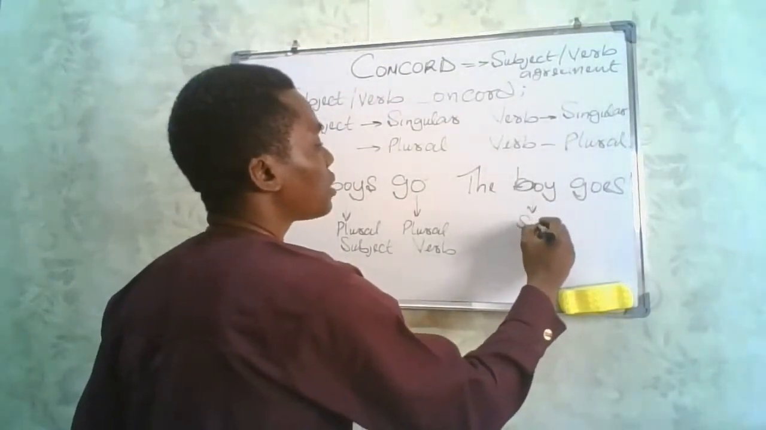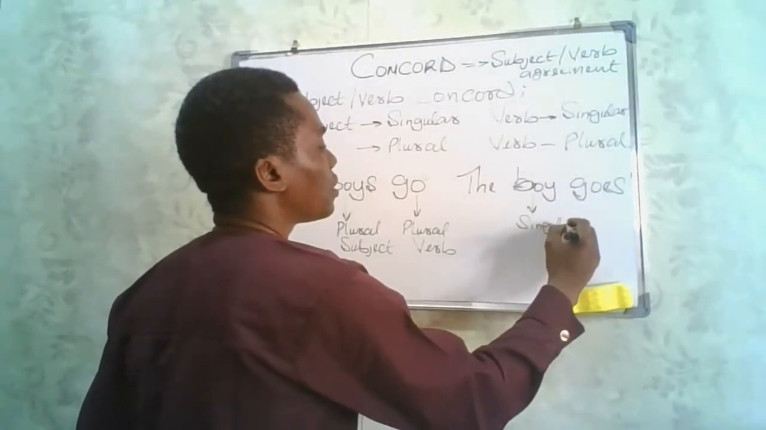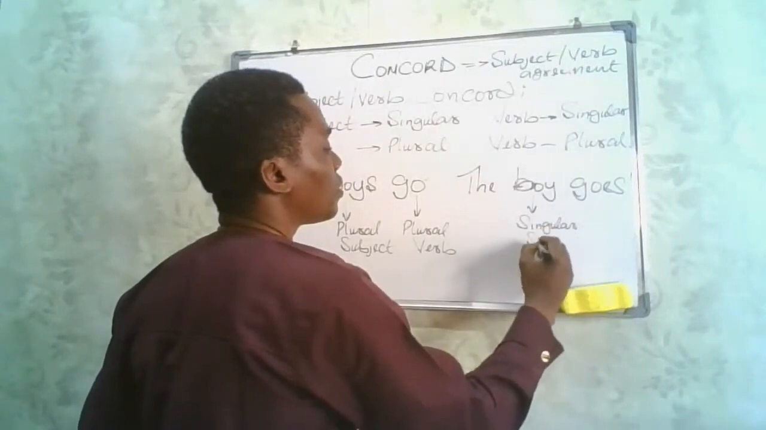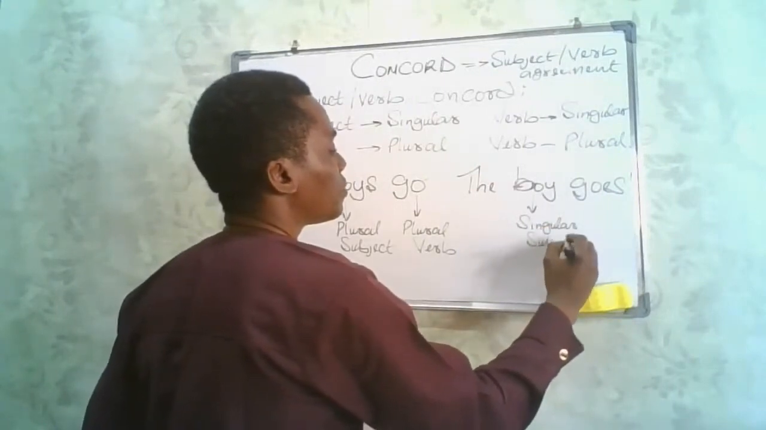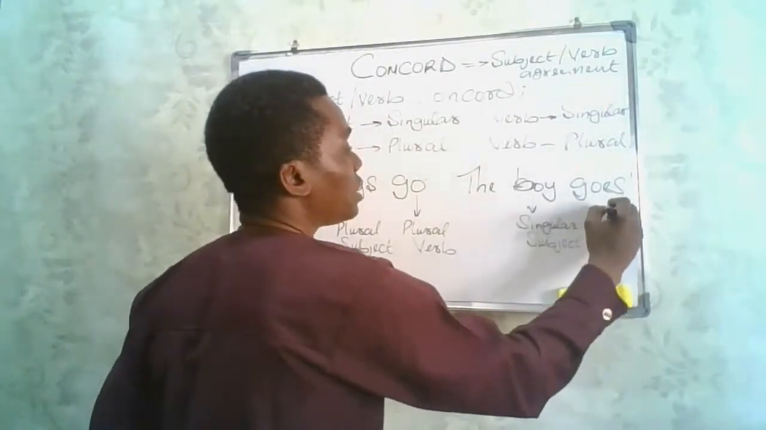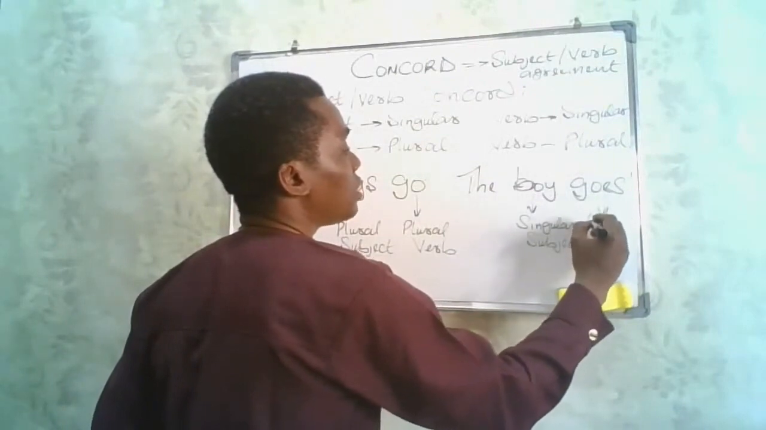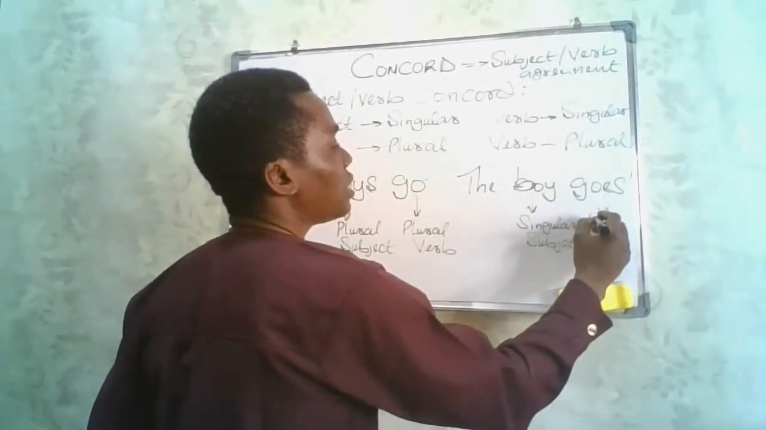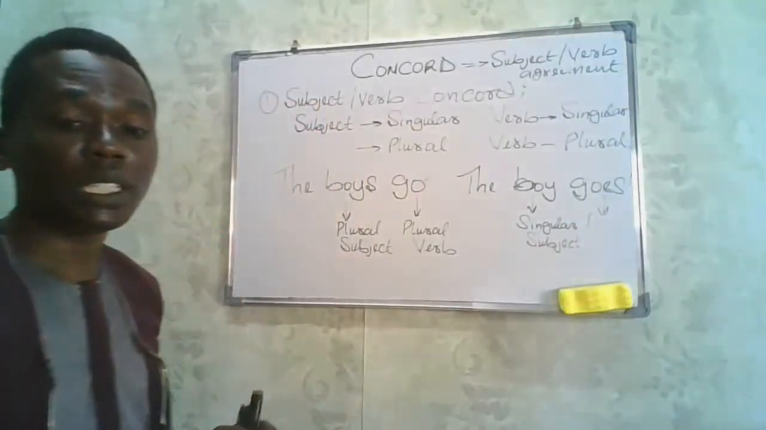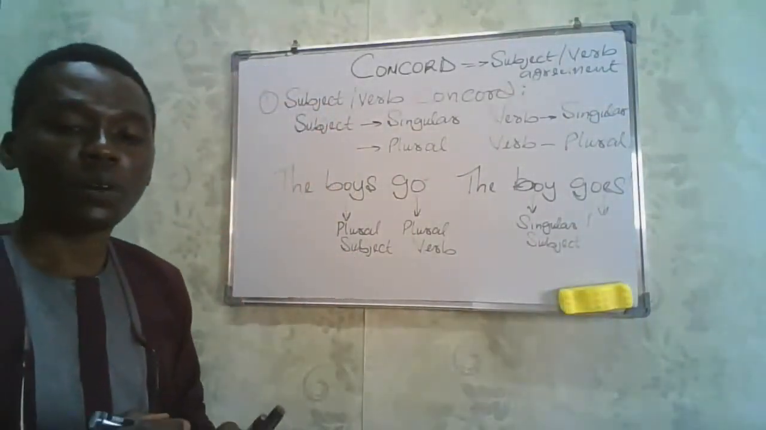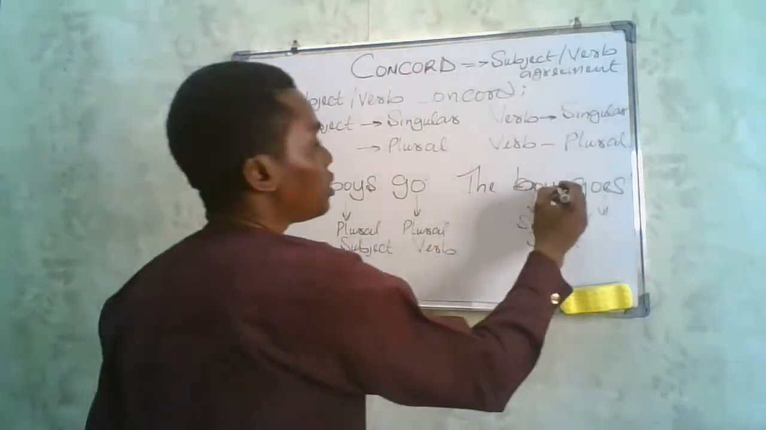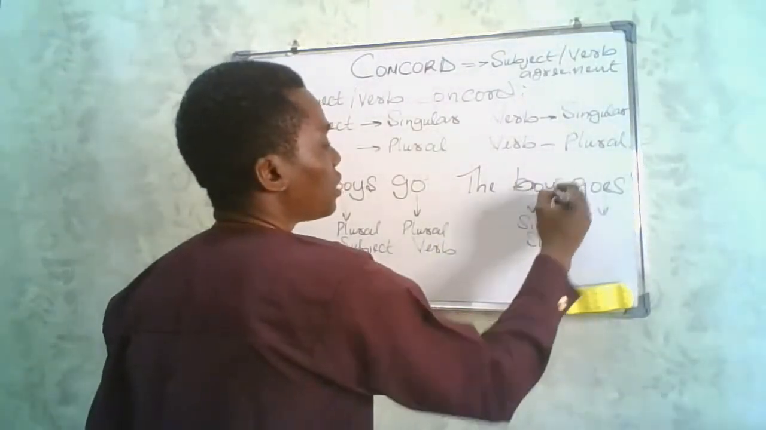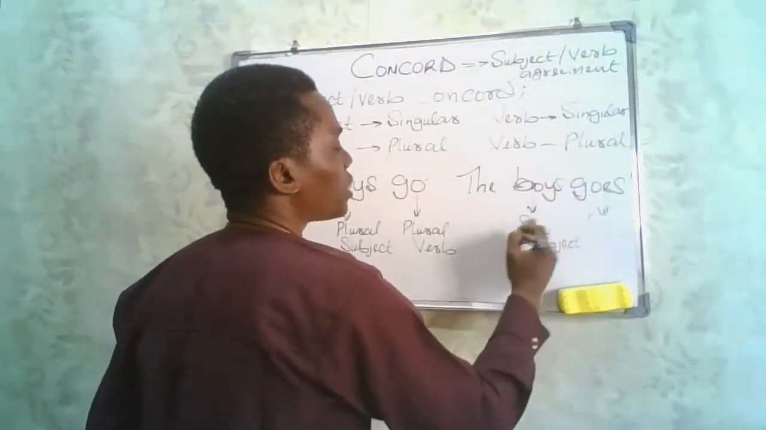What about this? This is what? A singular subject. And then this is a what? This is a singular subject, and this is a singular what? That is a singular verb. The boys, sorry, this should be S. This is a plural subject.